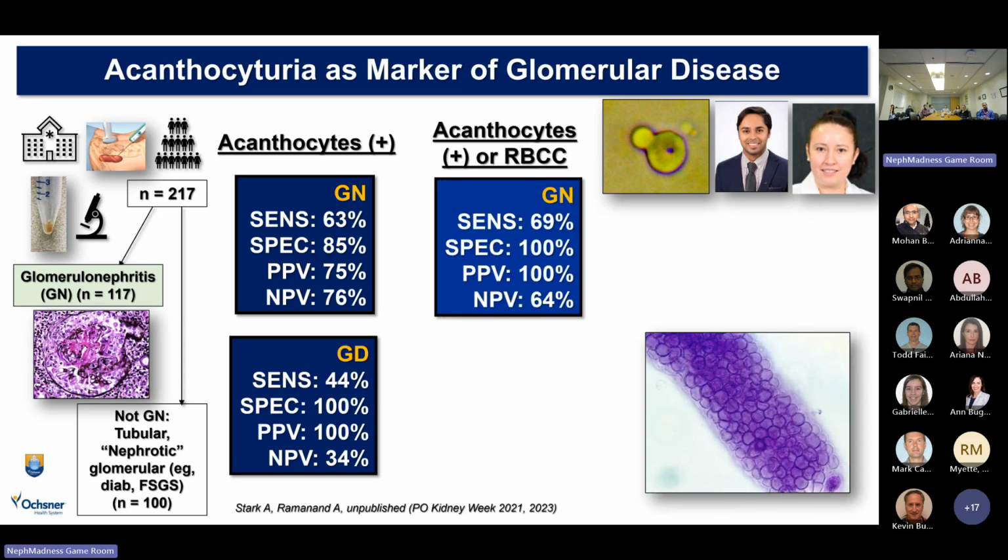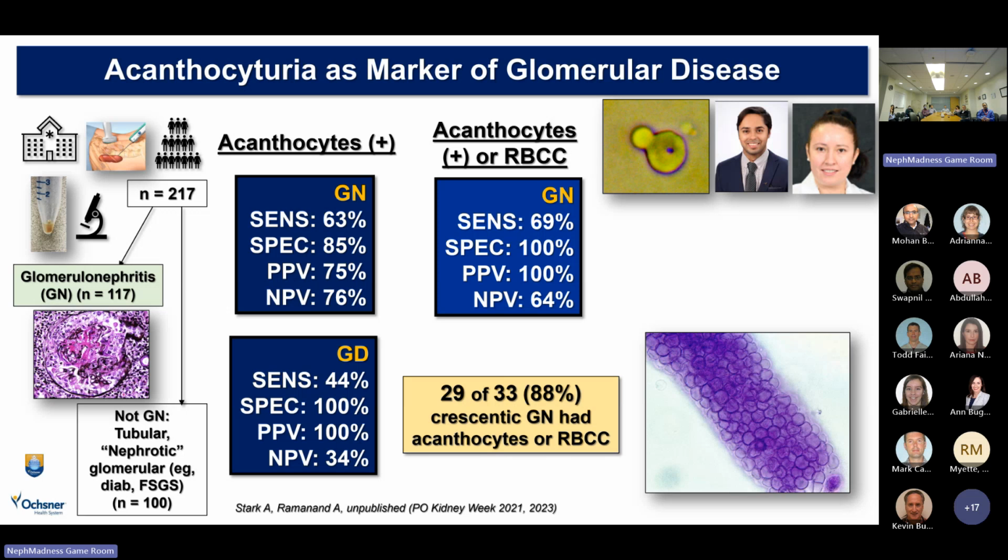And we also looked at the combination of acanthocytes and red blood cell casts. Red blood cell casts are sort of the elusive casts, not easy to catch. You have to pay extra attention using high magnification. Sometimes you may see them and think they are granular casts. So in that case, you can actually improve your specificity to 100% if you include RBC casts into the analysis. And interestingly, looking at crescentic GNs, 88% of the crescentic GNs had either acanthocytes or RBC casts.